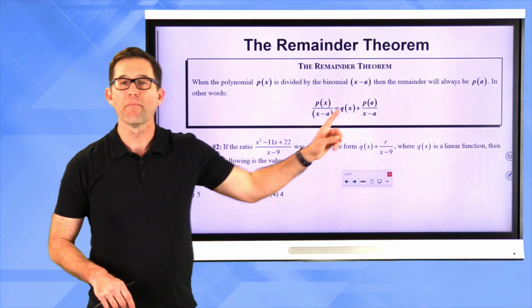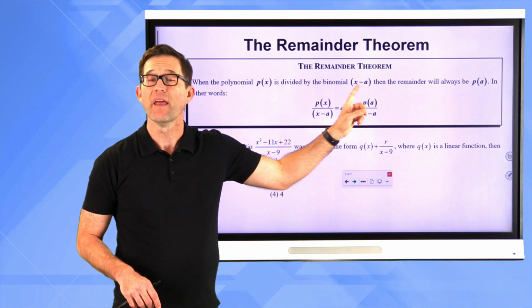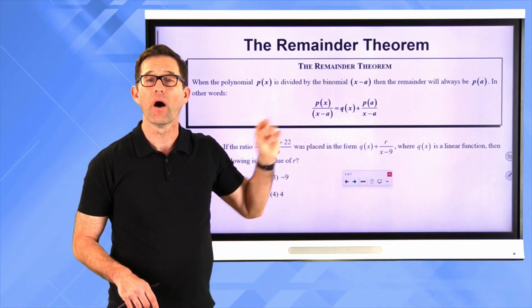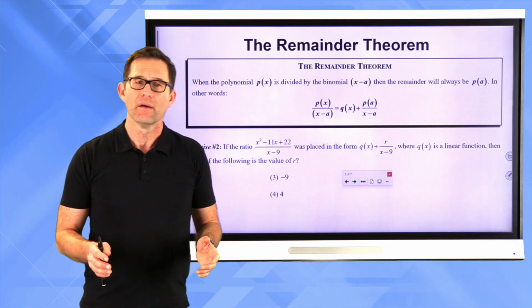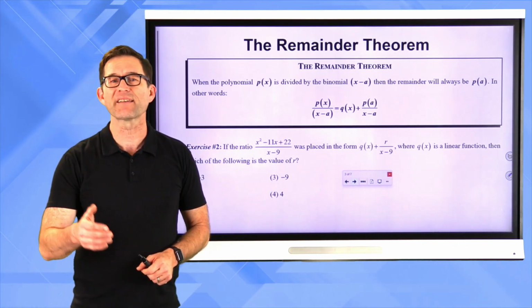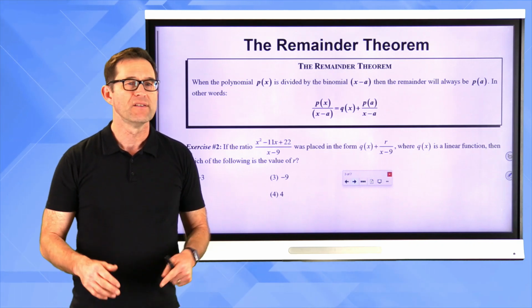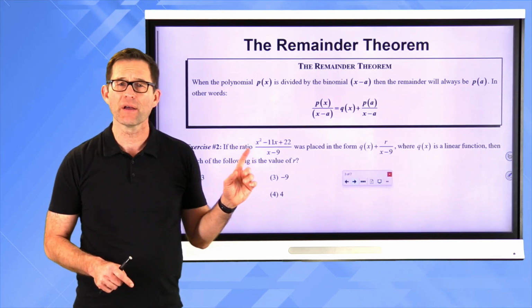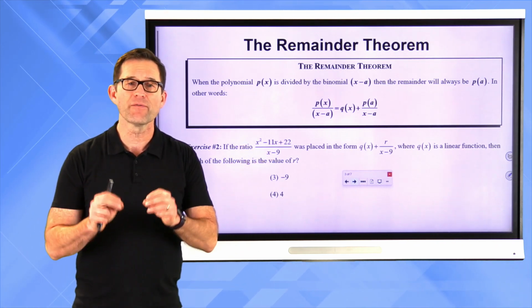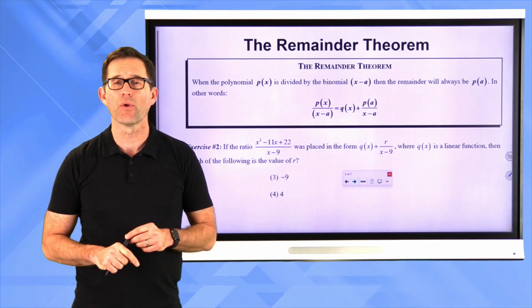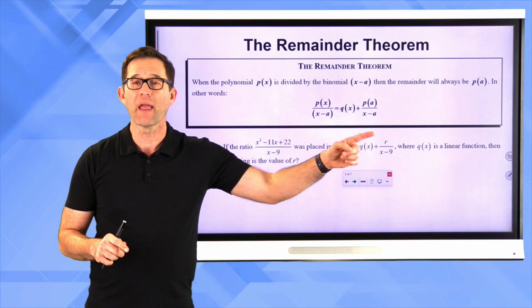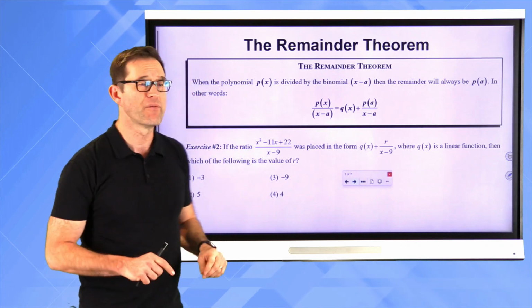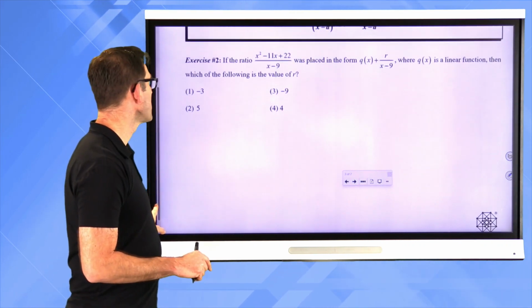All right, so that remainder isn't some kind of haphazard number. It is actually what you get when you evaluate the numerator at the 0 of the denominator. That's again assuming that you're dividing by something that looks like x minus a or x plus a. It doesn't work if you're dividing by x squared minus 2 or 5x minus 1. But as long as what you're dividing by is a linear factor whose leading coefficient is equal to 1, then you will always get a remainder that's equal to the polynomial in the numerator evaluated at that 0 of the denominator. So let's take a look at exercise number 2.